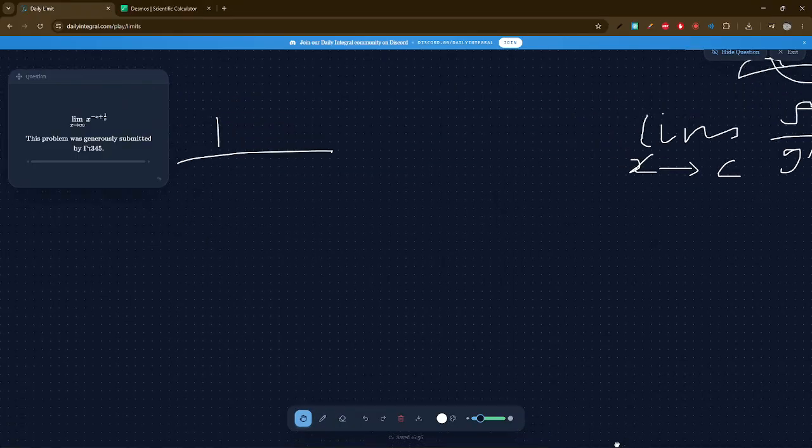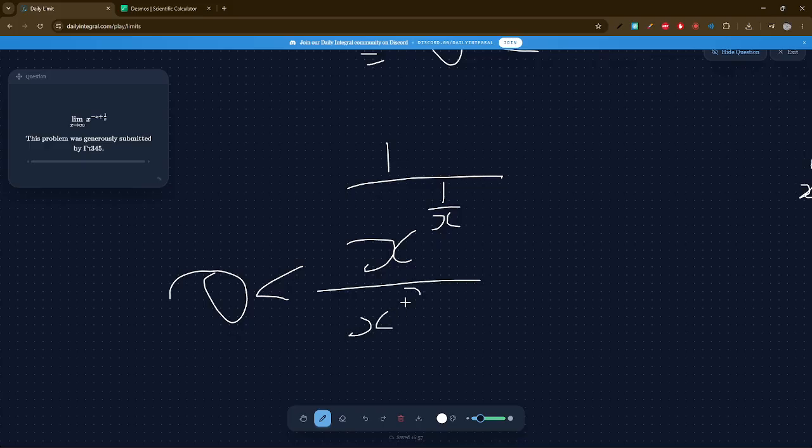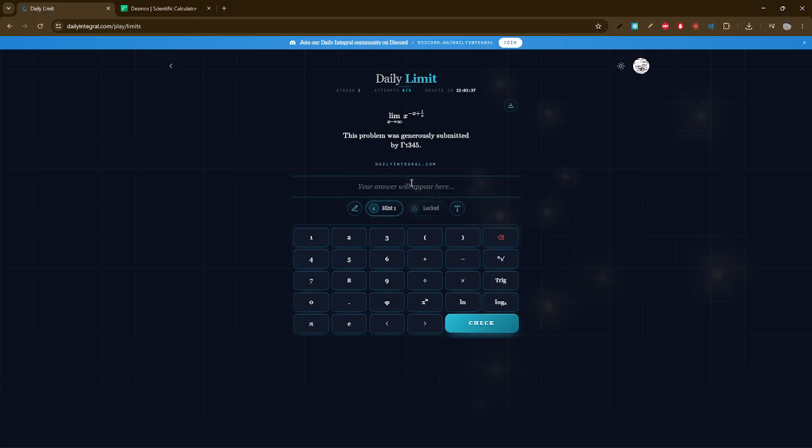So where we are now left off is 0 is less than x to the power of 1 over x over x to the x, which is less than 0. What's the number between 0 and 0? There is none. Then it has to be 0 itself. Then the limit as x approaches infinity of x to the power of minus x plus 1 over x is equal to 0.